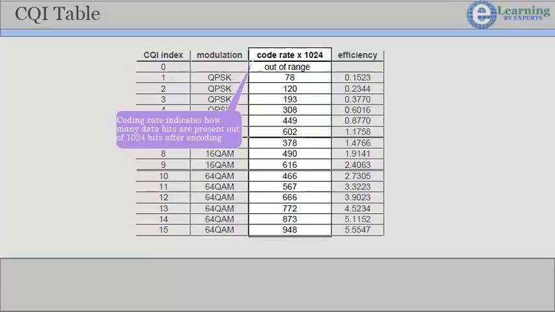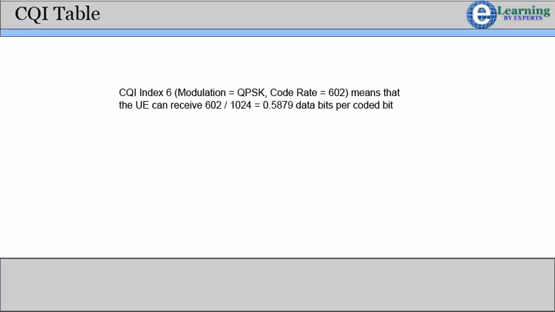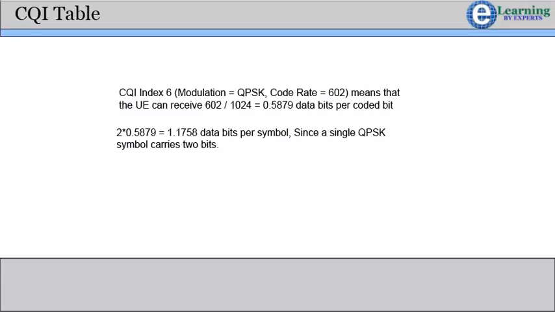In the table, the coding rate indicates how many data bits are present out of 1024 bits after encoding, while the efficiency provides the number of data bits per modulation symbol. For example, CQI index 6 means that the UE can receive 602 out of 1024, equals 0.5879 data bits per coded bit, which translates to 2 times 0.5879 equals 1.1758 data bits per symbol, since a single QPSK symbol carries 2 bits.